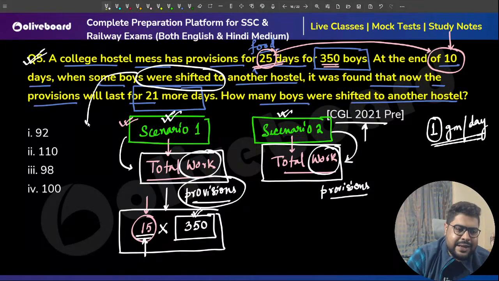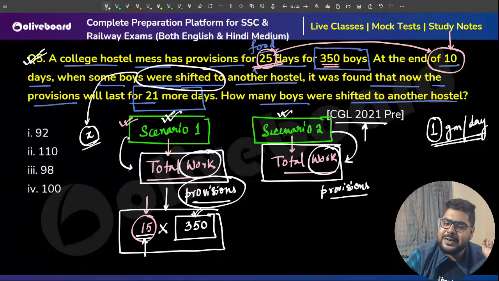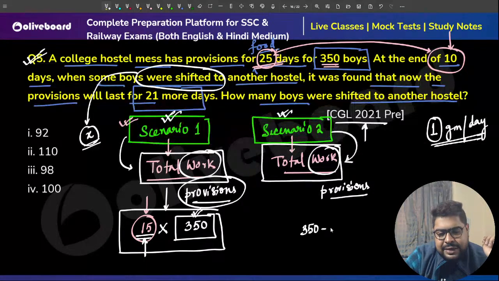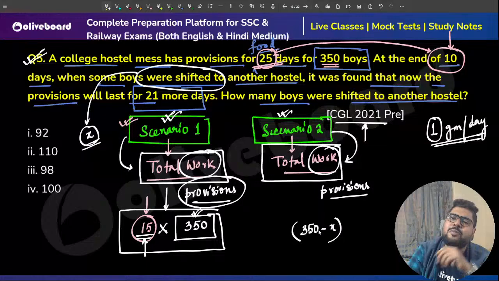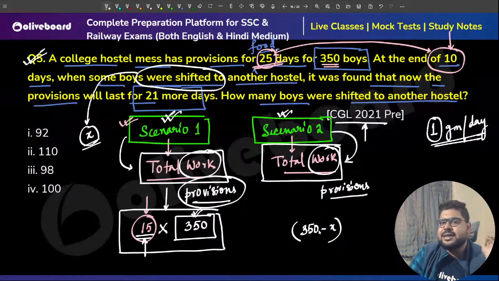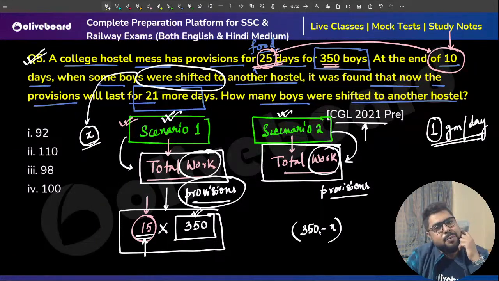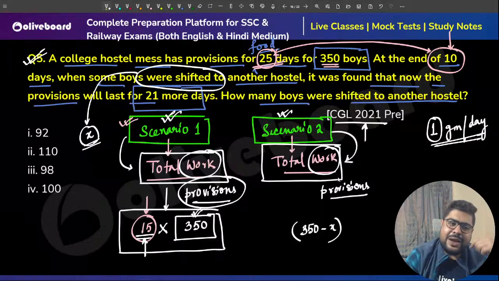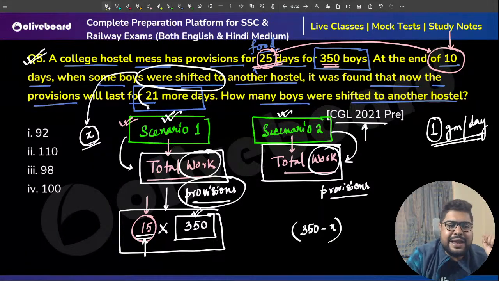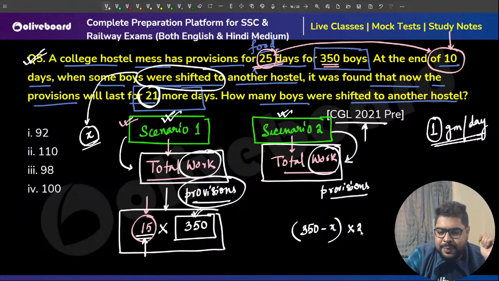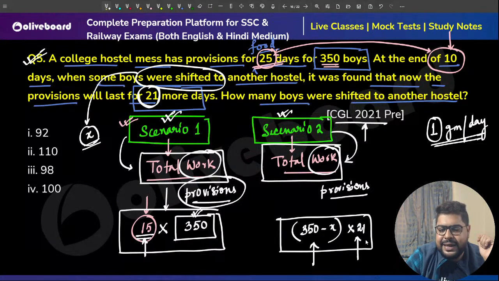So, let's say X number of boys were shifted. That means now we will have in the hostel 350 minus X number of boys. These many boys are there in the hostel. Now, they are having food for how many days? They are having food for 21 days. So, that means total provision here will be this many boys into that many days of food.